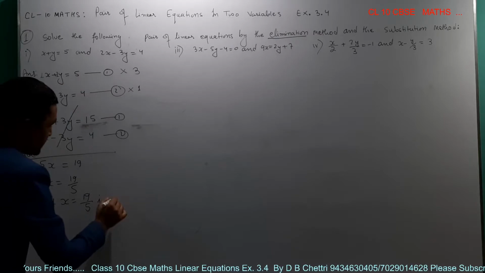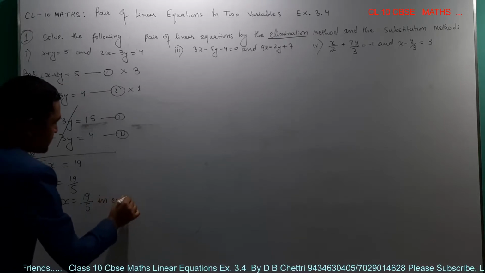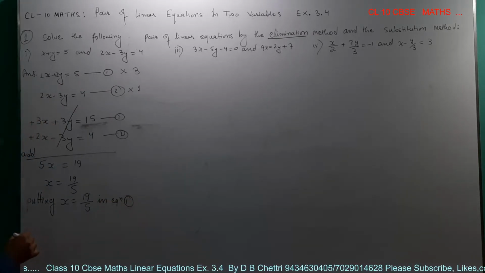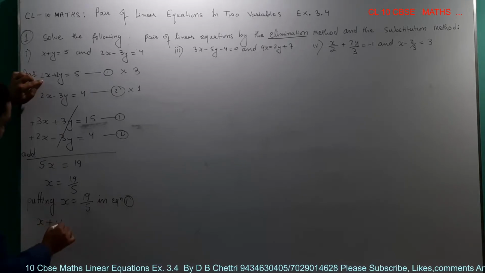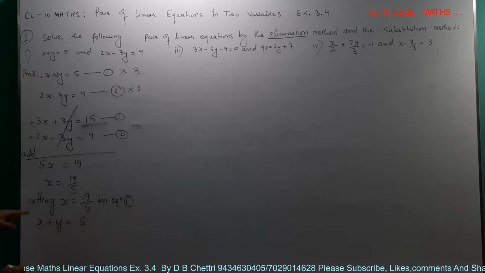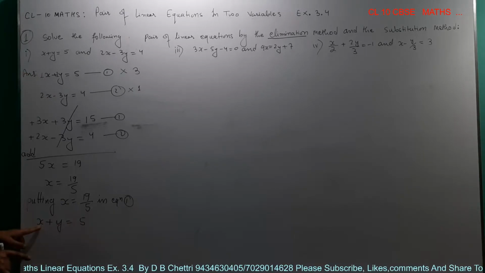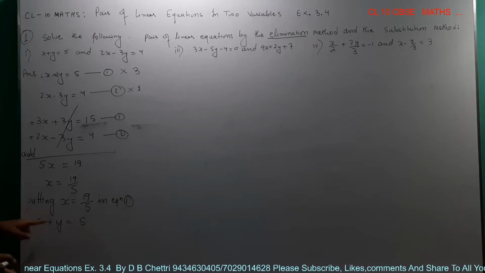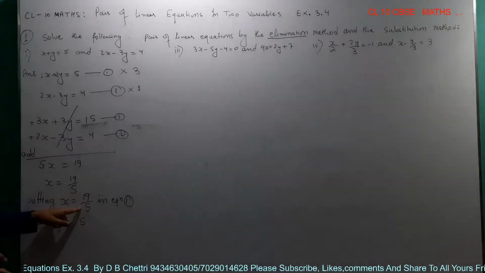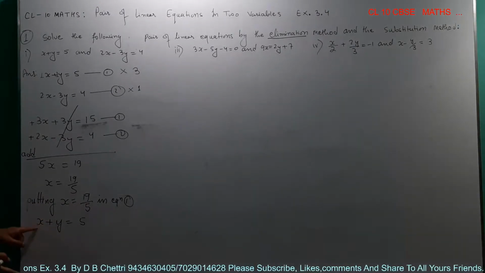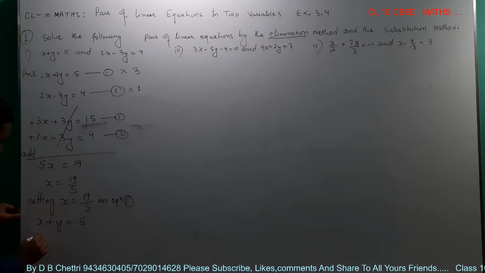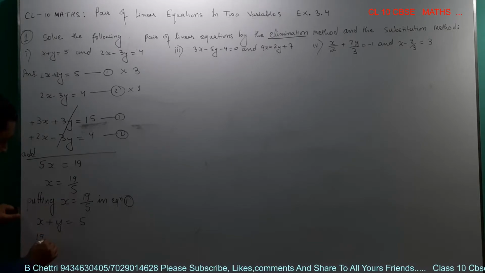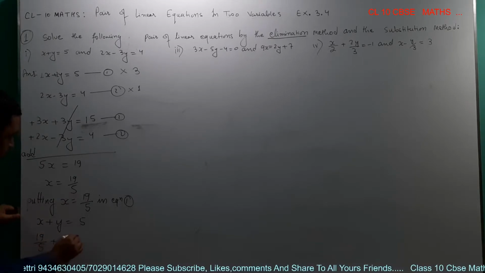In equation 1, now let me write the equation: x plus y equals 5. Now replace this x by its value. The value of x is 19 upon 5. So replacing x by its value, we get 19 upon 5 plus y equals 5.